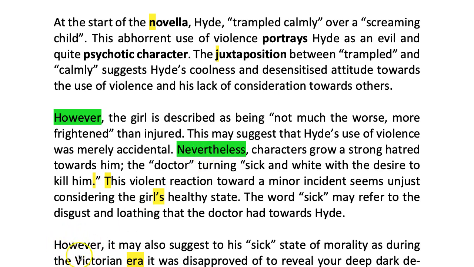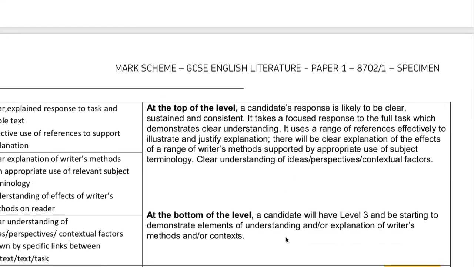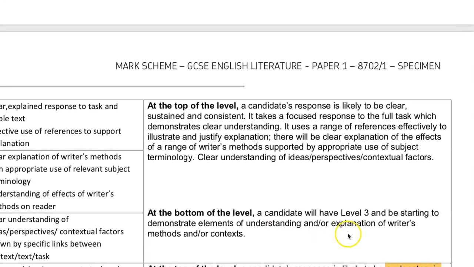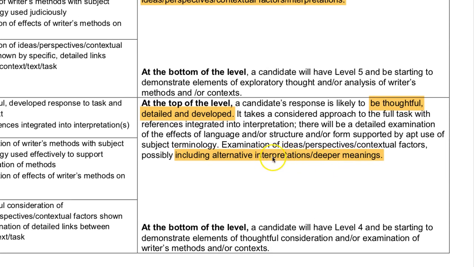You'll see that he starts the next paragraph as well with however. So he's constantly writing about alternative interpretations. And we know that is a level 5 skill where grade 7 lives. Well, let's go down to the one below and see if alternative interpretations is down here. Clear understanding of ideas, not alternative interpretations. Yes, so as soon as you start getting the alternative interpretations, you're definitely a grade 7 writer.